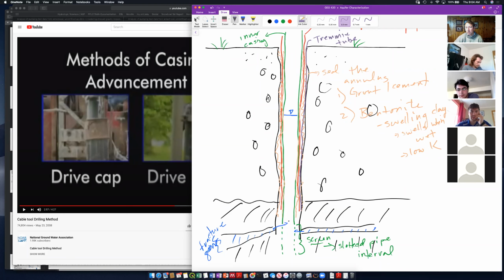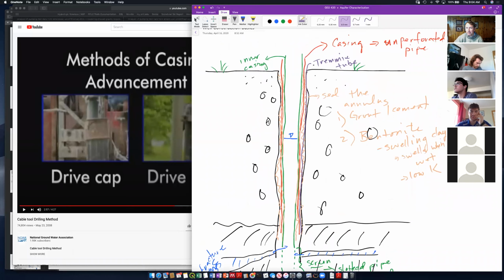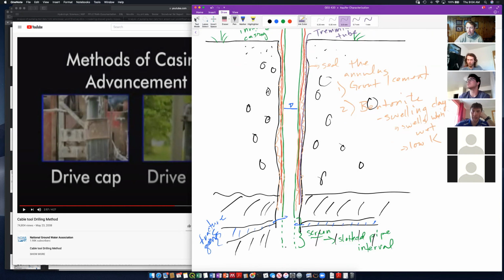All right, so the main thing I wanted to do here is just talk about the vocab. Casing is this unperforated pipe, and one of the things that's an art is figuring out how you get your casing down before your hole collapses. And then we have to figure out how to seal it. And then we're going to screen over intervals of interest. If we're trying to drill a well to produce water, we would screen over highly productive zones. If we're scientists interested in a certain part of the aquifer, we screen over that aquifer.